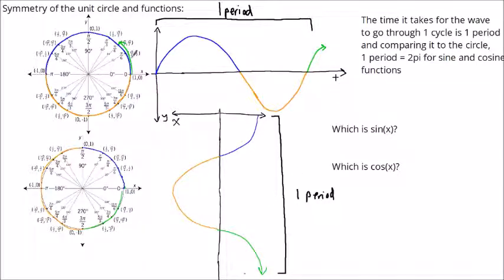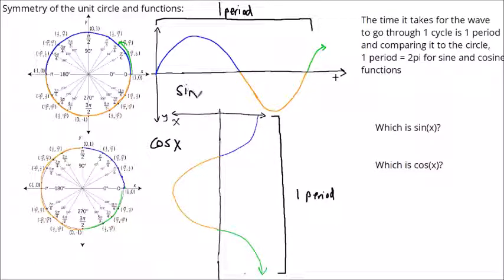Because coterminal angles, right? The time it takes for the wave to go through one cycle, this is a wave, and the time it takes for you to go one cycle is called a period, and it's 2 pi. So which one is sine x and which one's cosine x? Well, let's see. That's x, so cosine x. And that's y, so sine x. Pretty obvious.